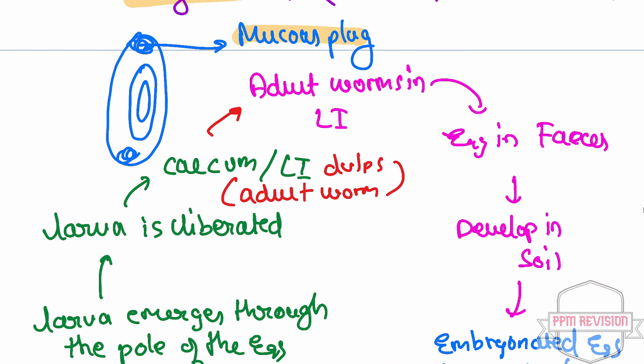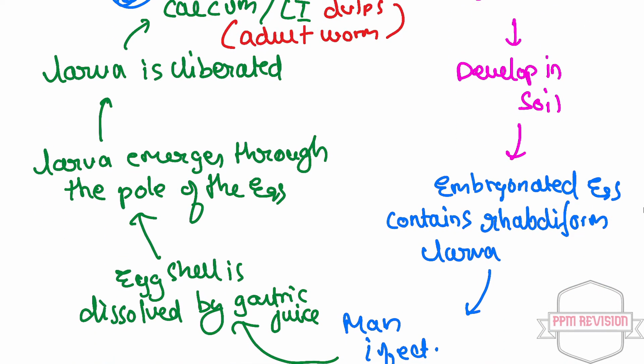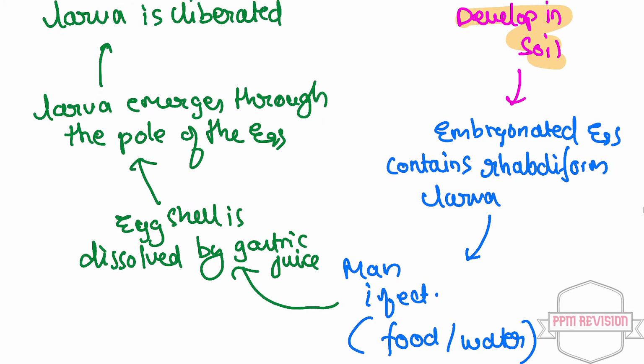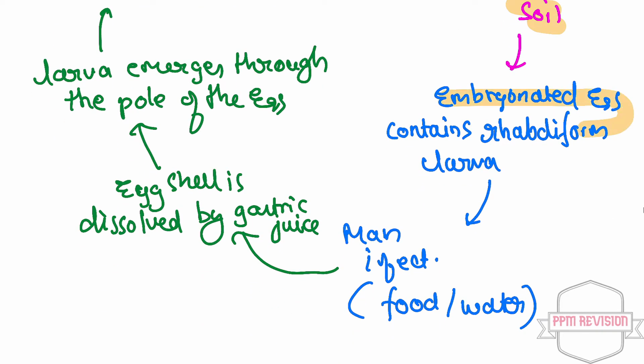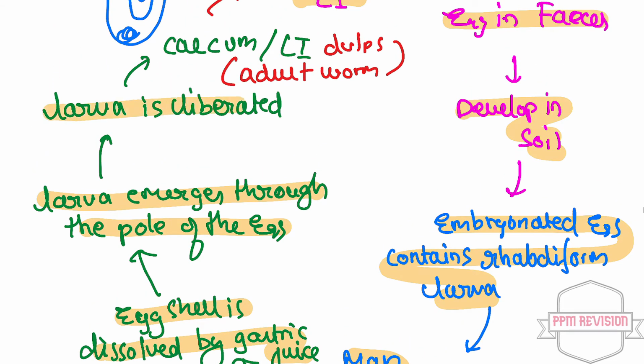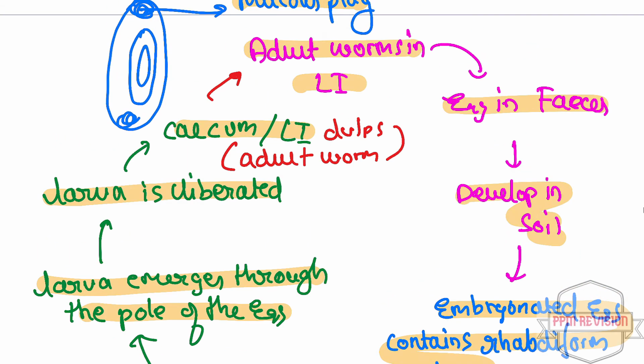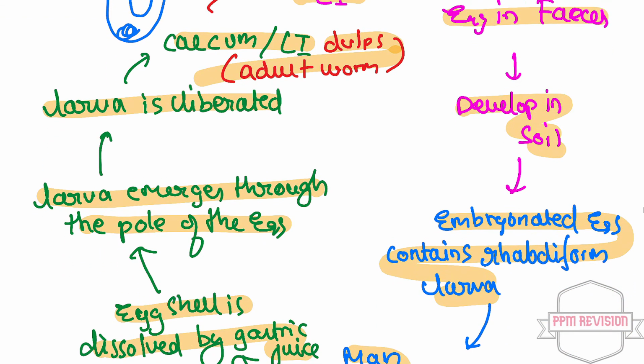Now looking at the life cycle, the adult worms are present in the large intestine. Eggs are present in the feces, and there's development in the soil because of the feces. Then the embryonated eggs contain the rhabdiform larva. The man is infected due to the contamination of the food and water. Then the eggshell is dissolved by the gastric juice, and the larva emerges through the poles of these eggs. Then the larva is liberated and moves on to the cecum and the large intestine, where there's development into the adult worm. So now we are done with the cycle.